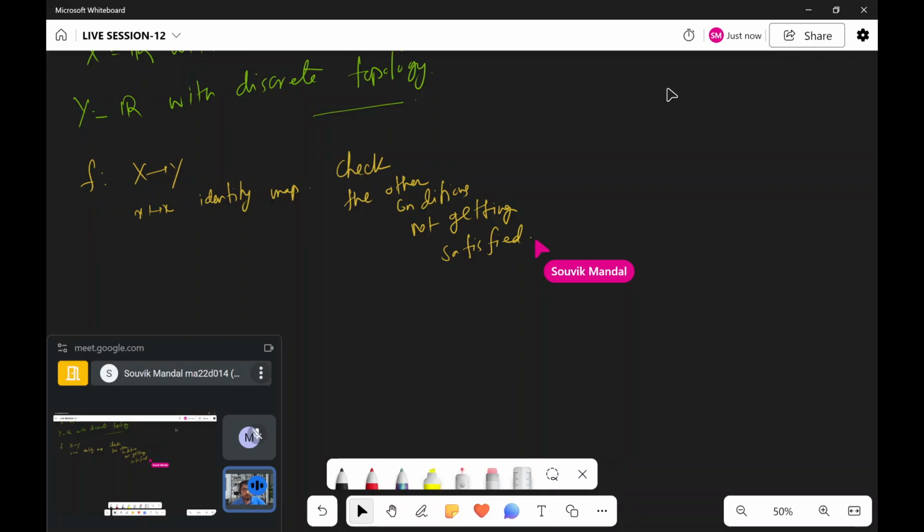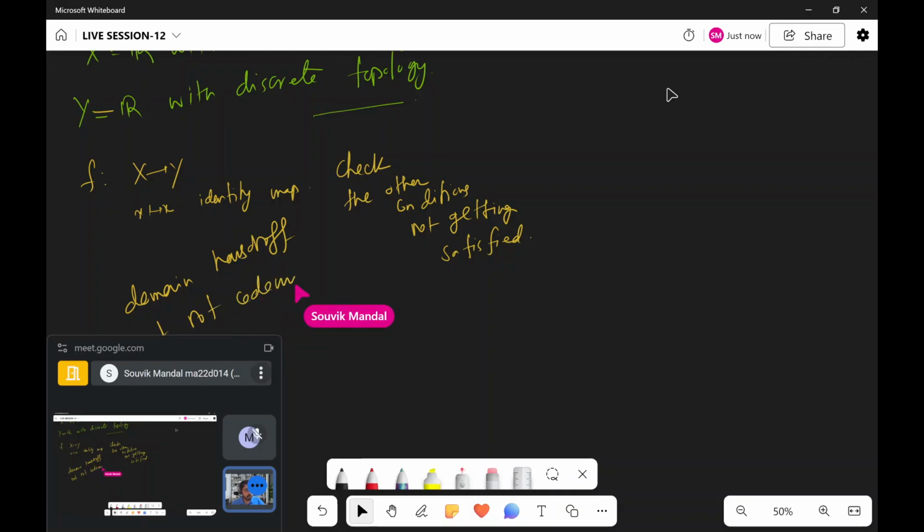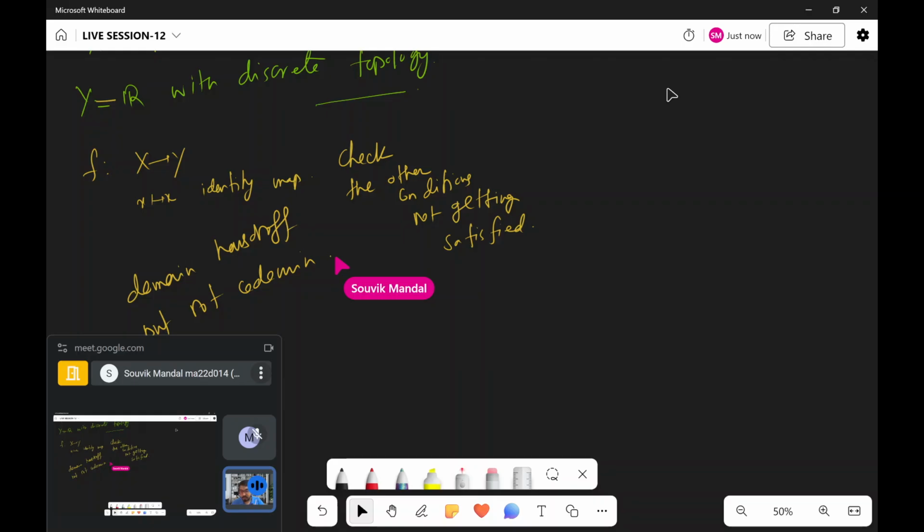So for the second part, what have we done? We choose X to be the usual topology and Y to be the discrete topology, and f from X to Y the identity. We are checking that the other condition is not getting satisfied. That is, the domain is Hausdorff, but not the codomain. Okay, so this is the first problem.